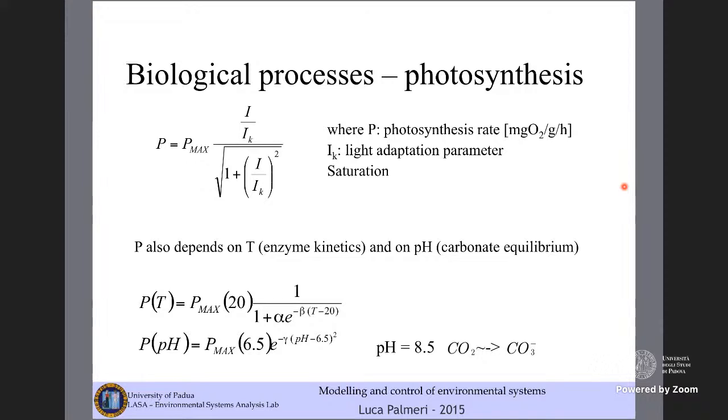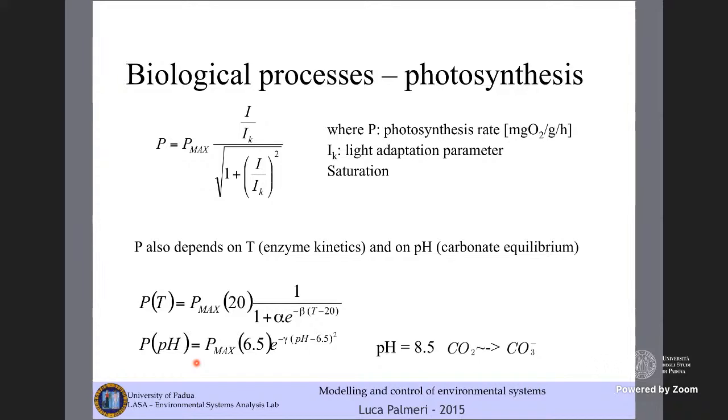We said that photosynthesis, as all biological processes, has a strong dependence on the temperature. Typically, we employ this kind of equation to describe the dependency on temperature, in which you have a maximum value of photosynthesis for a reference temperature of 20 degrees, and this maximum value is reduced by this factor. Or you may also include the effect of pH, because it is also well known that different pH values can influence photosynthetic processes in a significant way.